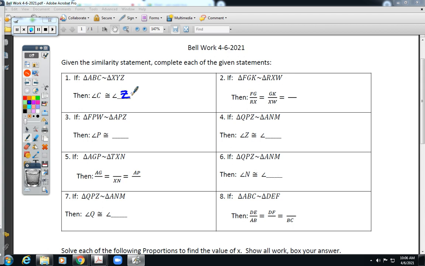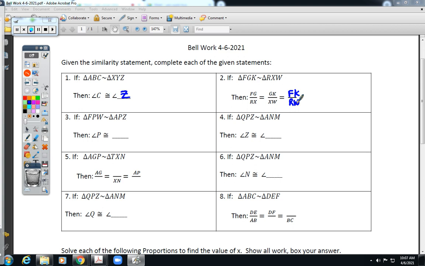The second one here tells us that triangle FGK is similar to triangle RXW. Now this time we're dealing with side lengths. So notice the proportion is set up that same way. FG are the first 2 letters, RX are the first 2 letters, GK are the second 2, XW are the second 2. So what's missing? First and last. Good. FK on top, because that's from that triangle, and RW on the bottom. Okay, should be FK over RW. The rest of this section is that same basic idea.